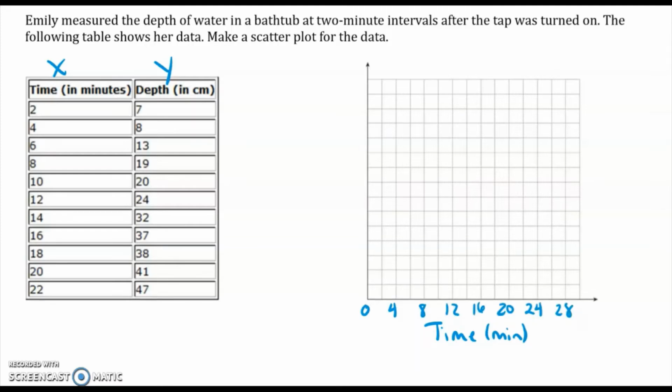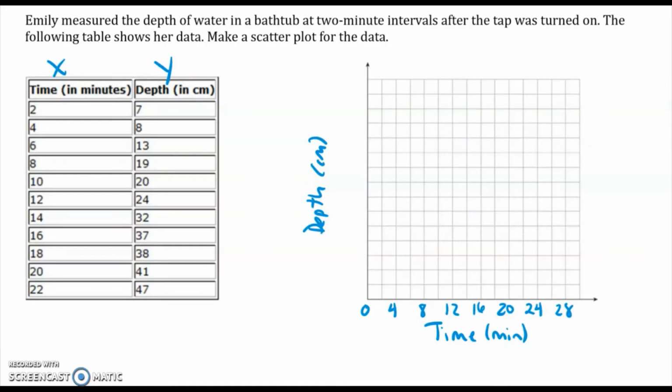And then if we look at our Y value, we're looking at depth of the water in the bathtub, in centimeters. So again, we want to label our axes. So this is depth in centimeters. And then again, if you look at our minimum value is 7, our largest value is 47, we want to make sure we can fit it in.